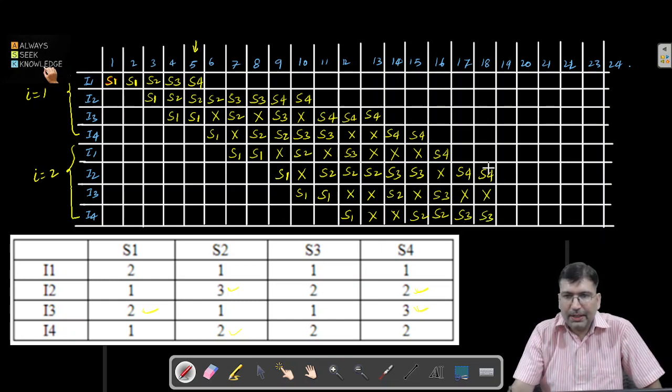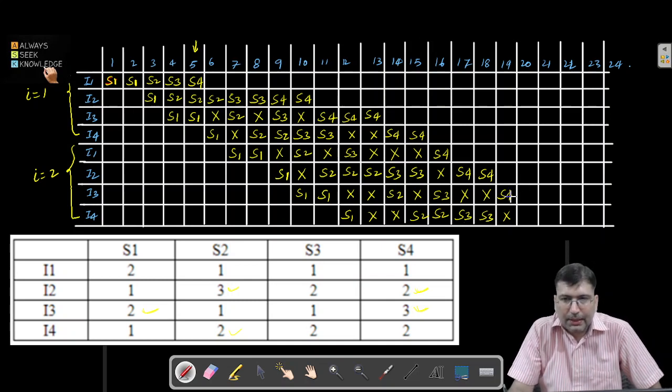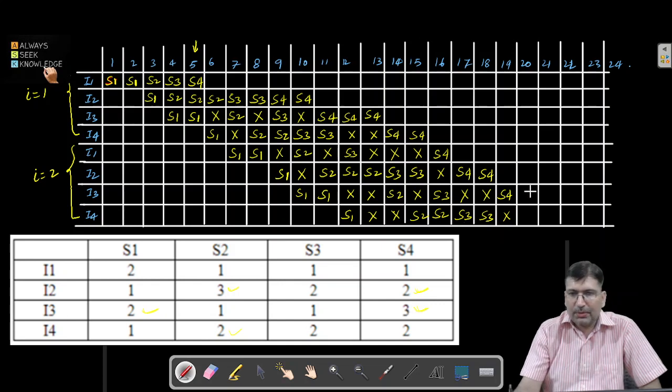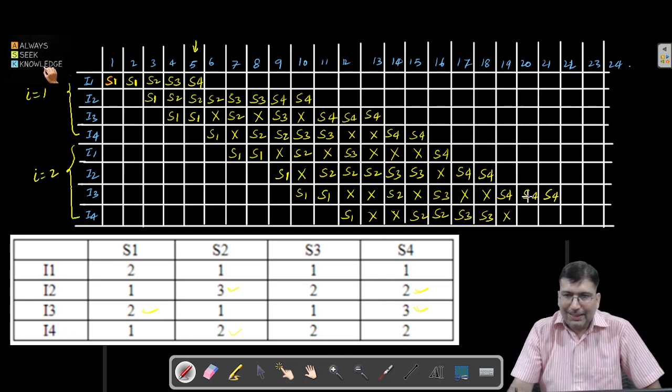Now by the end of cycle 18, I2 will be ended. Once I2 finishes, I3 will be shifted to S4. Once I3 is shifted to S4, this I4 is about to shift to S4, but it cannot because S4 is busy here, right? Now look at I3 in S4. I3 in S4 will consume 3 machine cycles, right? So until it is released, this I4 cannot be moved from S3 to S4.